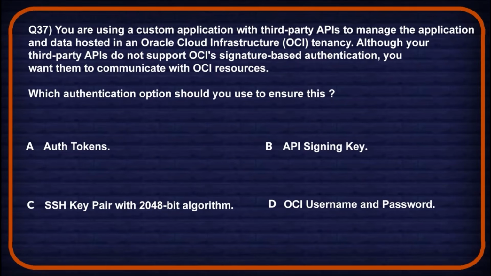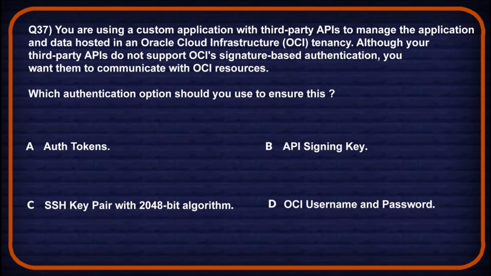Okay, let's look into question number 37. You are using a custom application with third-party APIs to manage the application and data hosted in an Oracle Cloud Infrastructure tenancy. Although your third-party APIs do not support OCI signature-based authentication, you want them to communicate with OCI resources. Which authorization method should you use to ensure this?